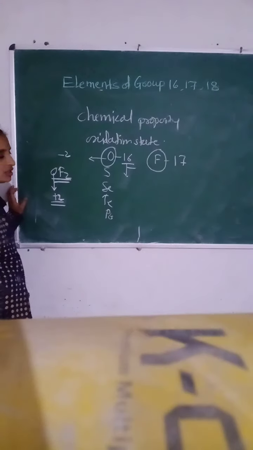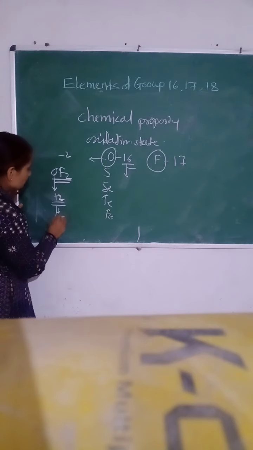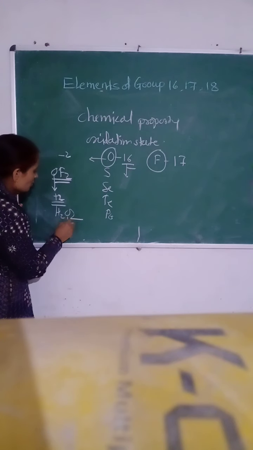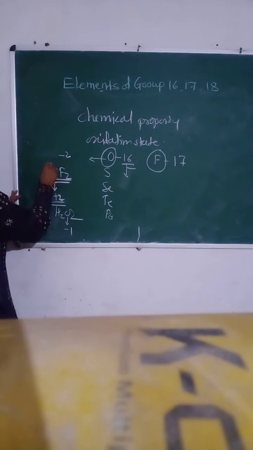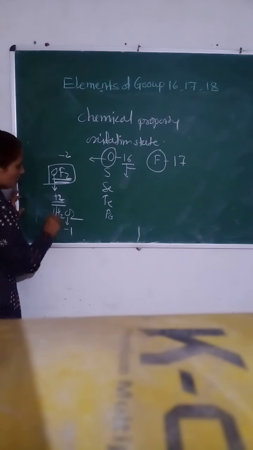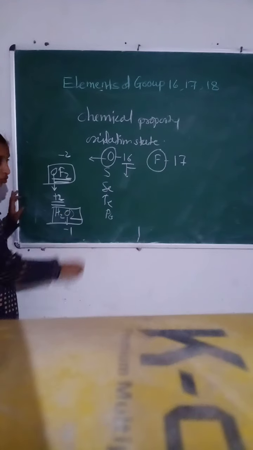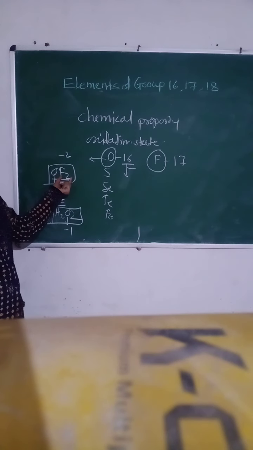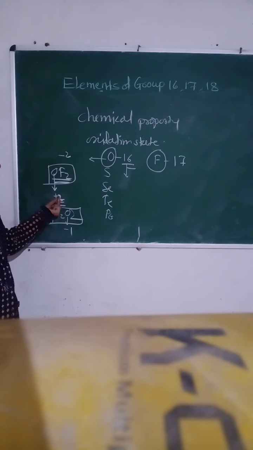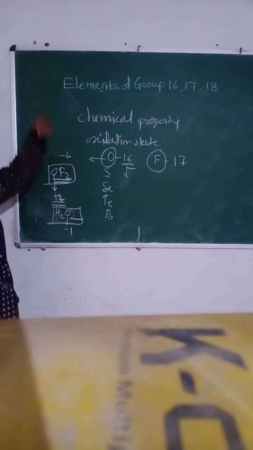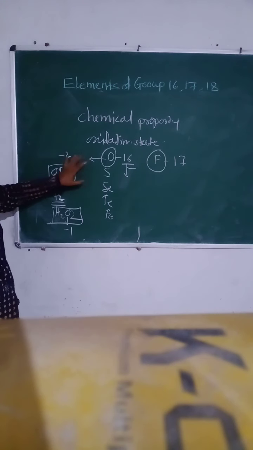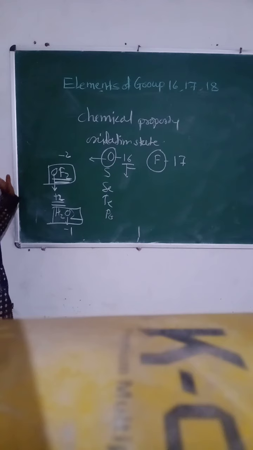And in peroxide, H2O2, oxygen will be in -1 oxidation state. That is the change in these two cases. In OF2 it will be +2 for oxygen, and in peroxide H2O2, oxygen will be -1. Otherwise it will always be -2.